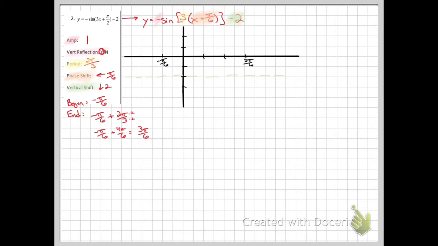And I am graphing sine. For sine, the beginning point, so I'm looking over here, right? Negative pi over 6 is on the midline. So I put a red dot at negative pi over 6 on the green line. The end, 3 pi over 6, is also on the midline. And the middle of that, you can count it out or you can do the math. The middle is also on the green line.